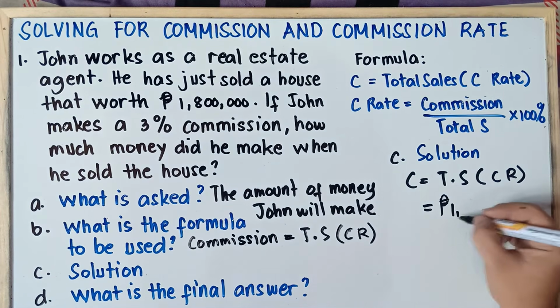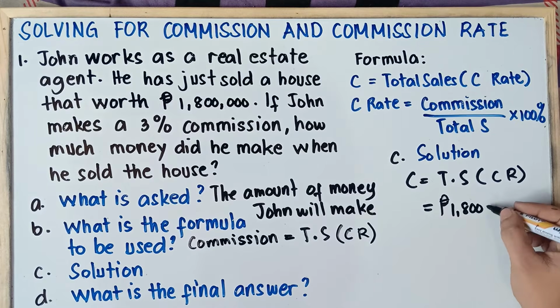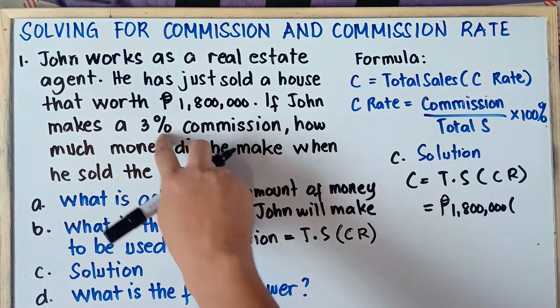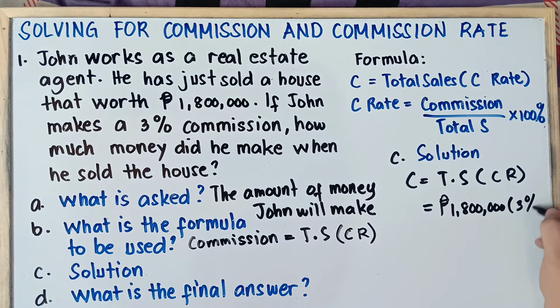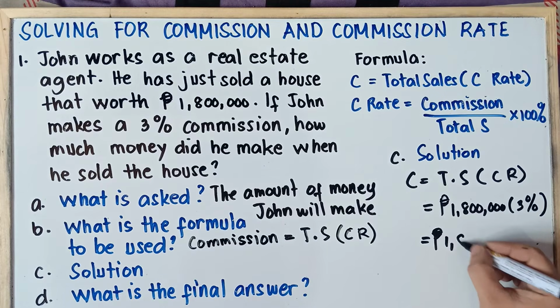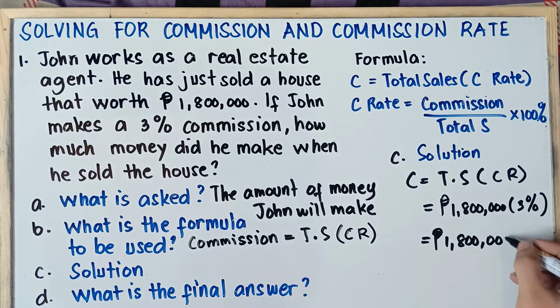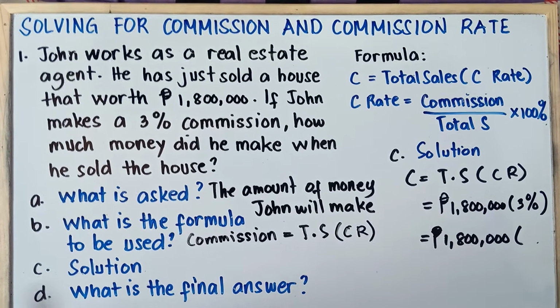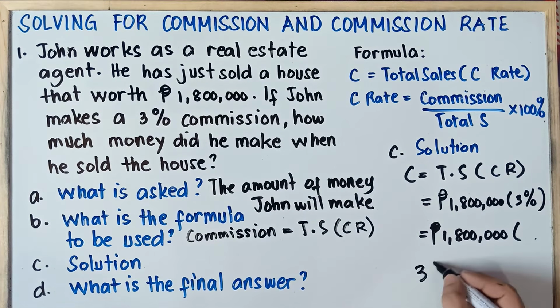So 1,800,000 pesos times the commission rate, that is 3%. So times 3%. Alright, so this will be 1,800,000 pesos times, now what is 3%, class? You change that one into decimal, class. So 3%, change that one into decimal.